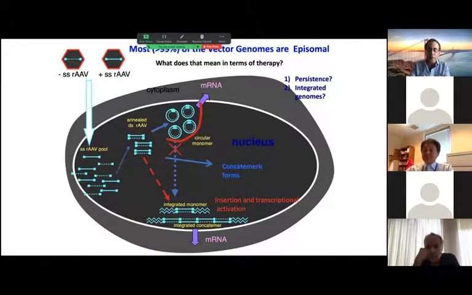It's important to note that a very small proportion of the AAV genomes will integrate. And the exact number isn't clear, but it's probably well under 1%, something like 0.1% or even lower than that. And although the percentage is low, you'll see later that this can be something that people need to consider and deal with.